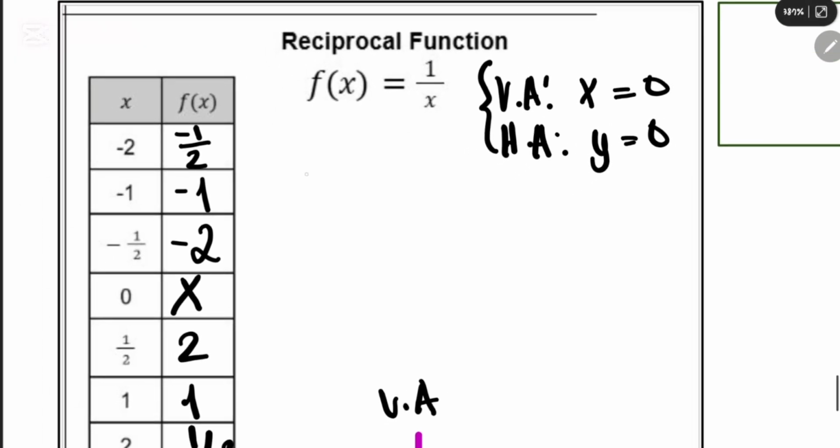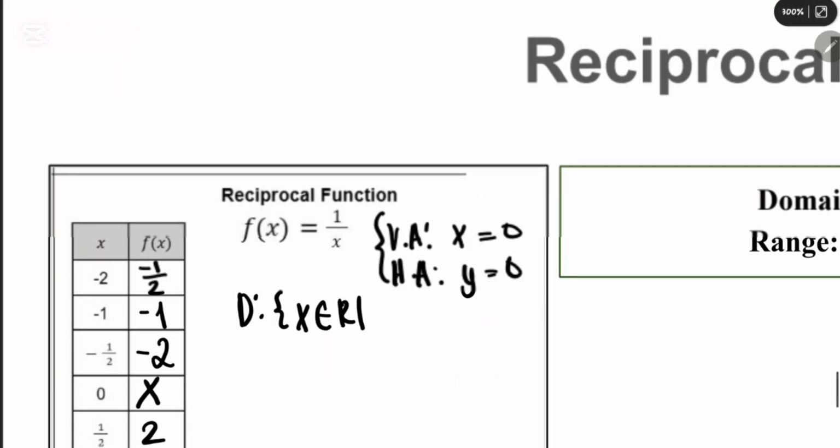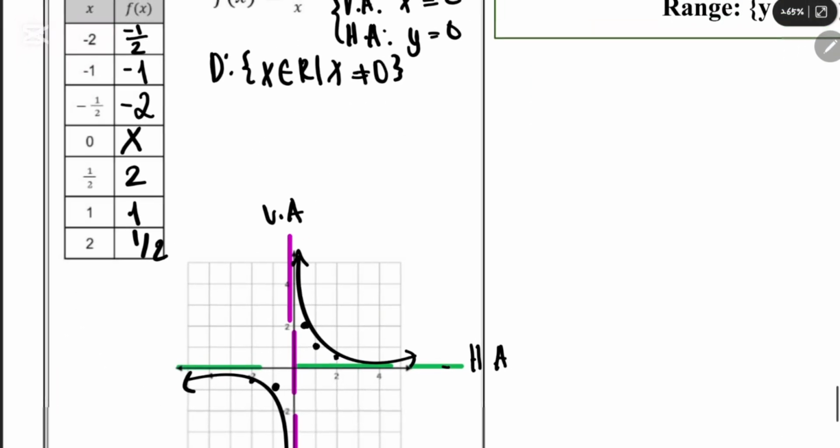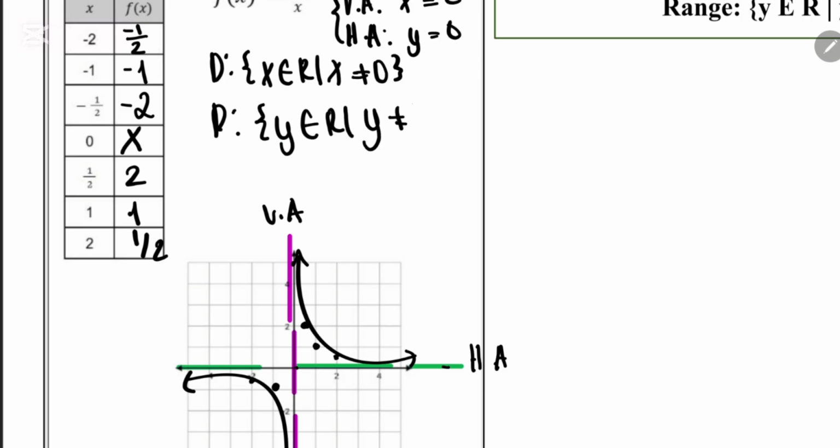So the domain, if you guys are smart, you can deduce using what I explained earlier, you can come up with your domain. Obviously, x cannot be 0 for this parent function, because even if you extend this to infinity, your x could never reach 0. And then your range, y ∈ ℝ such that y cannot be equal to 0 for the parent function, because as long as you extend this, your y value of this function will never get to 0.